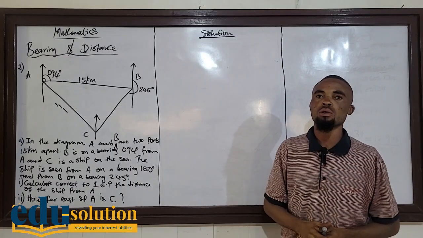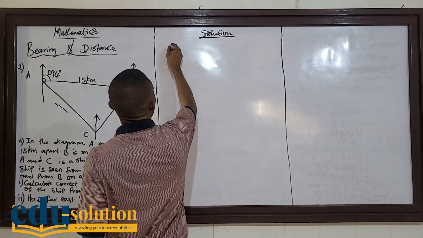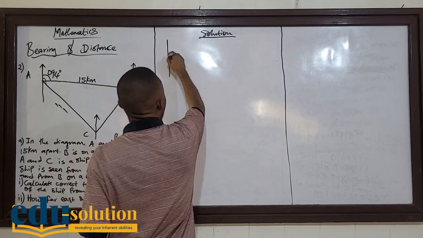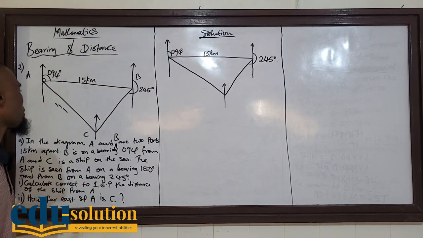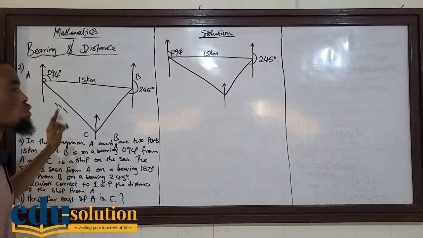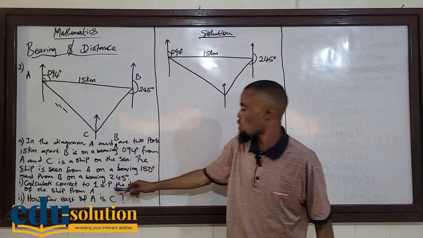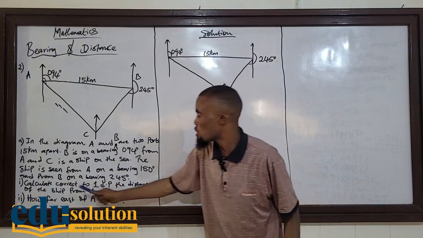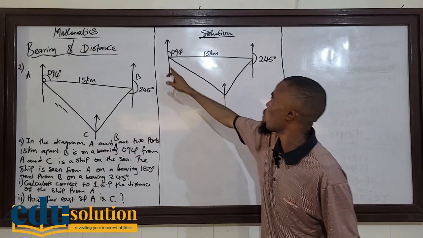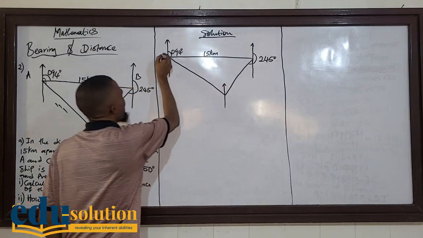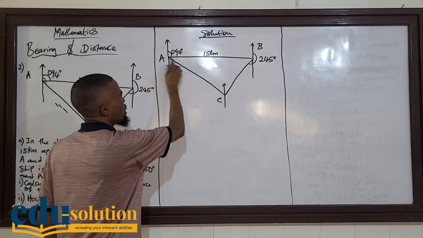It's a very simple question, so let's go straight and put solutions to it. Let me draw the diagram again. So this is the diagram. Like I said while I was reading the question, the first thing we're going to solve is question number 1. They said we should calculate, correct to 1 decimal place, the distance of the ship from A. So this is our A, this is our C, this is our B, and that means we are looking for AC.